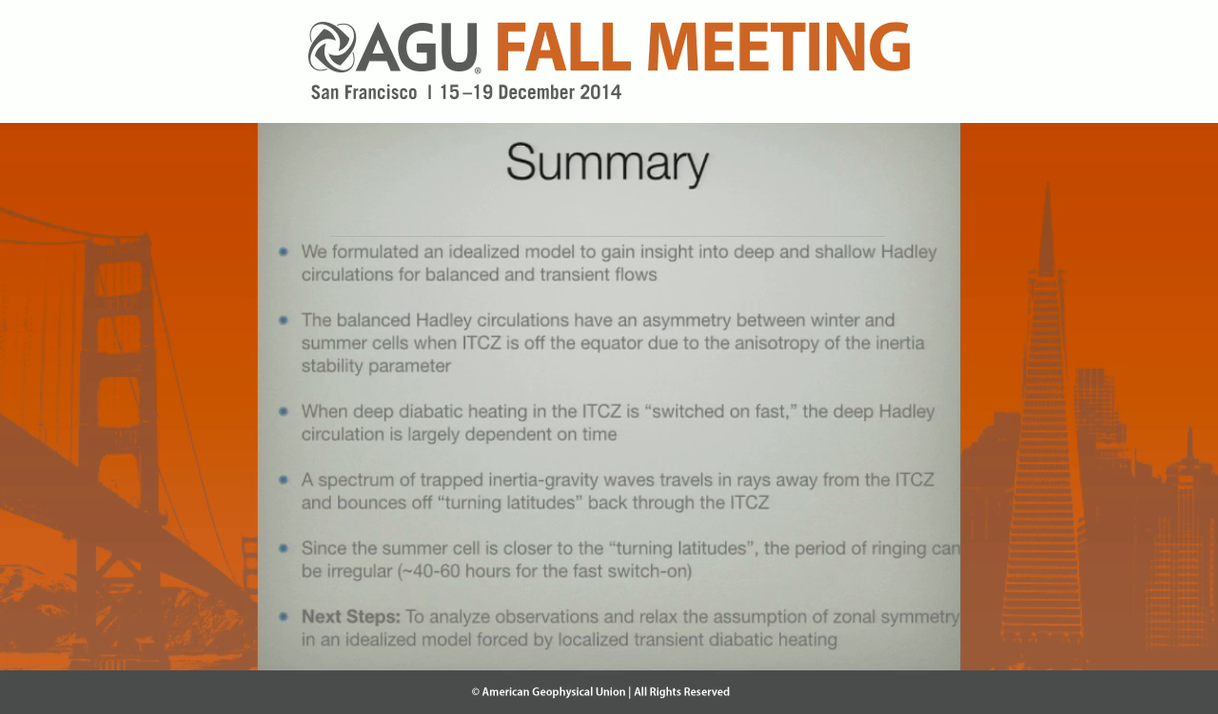So the idea there is that there is time evolution of the zonal flow, but it's constantly in geostrophic balance. But there is no transient. There's no memory of the Hadley circulation. It's steady in that case.